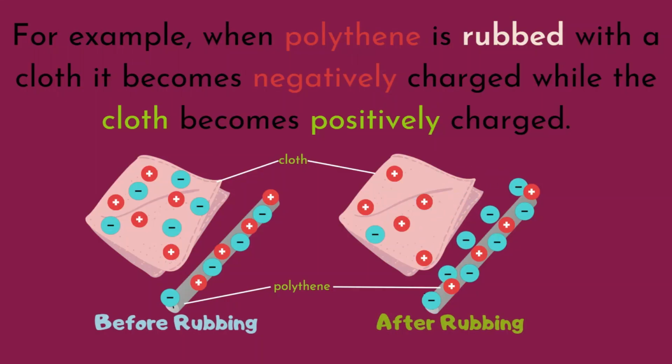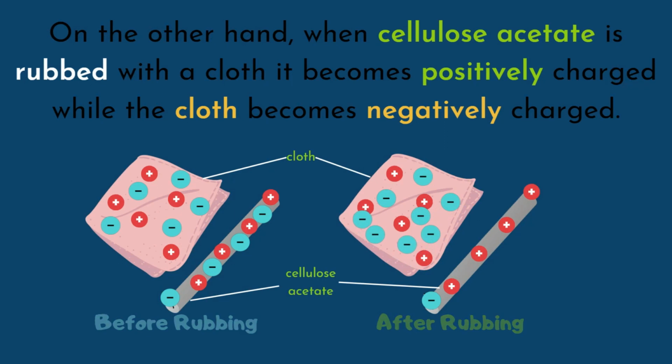For example, when polythene, an insulator, is rubbed with a cloth, it becomes negatively charged, while the cloth, another insulator, becomes positively charged. On the other hand, when cellulose acetate is rubbed with a cloth, it becomes positively charged, while the cloth becomes negatively charged.